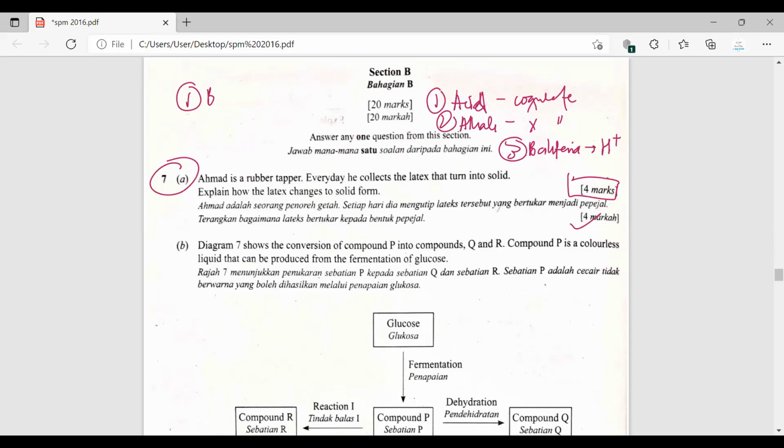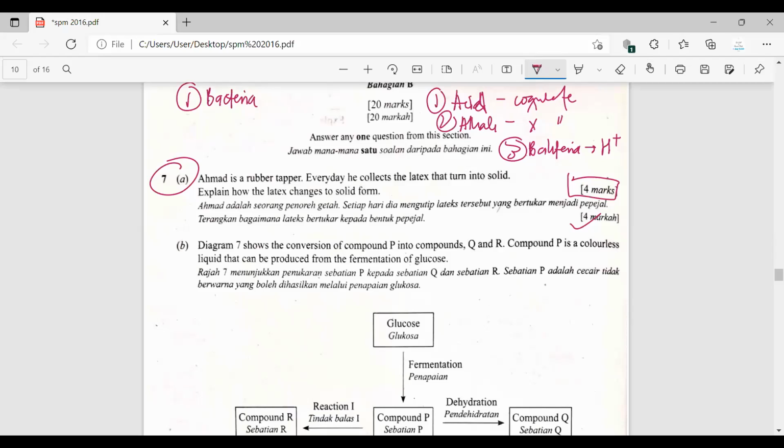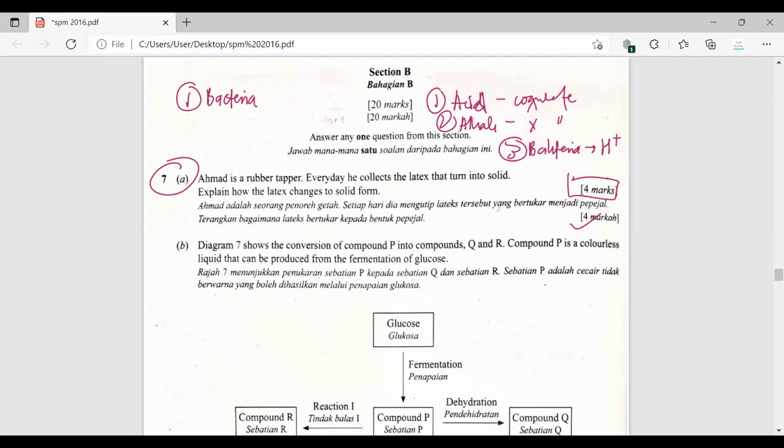Now, bacteria will produce acid. Now, you cannot say bacteria in air because we're doing latex. Marking scheme doesn't allow bacteria in air. Okay, so bacteria produces acid. Or if you don't want to use the word acid, you can say H+. That's your first one, first mark.